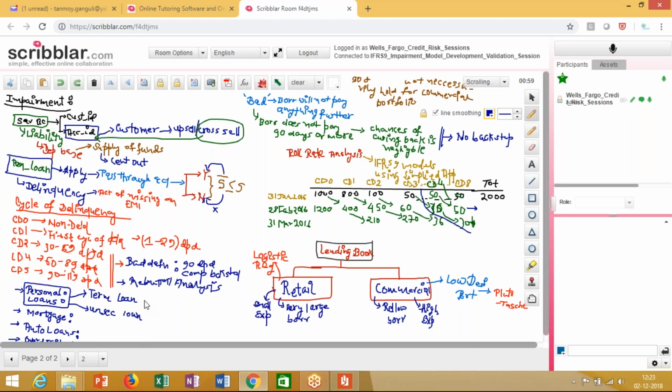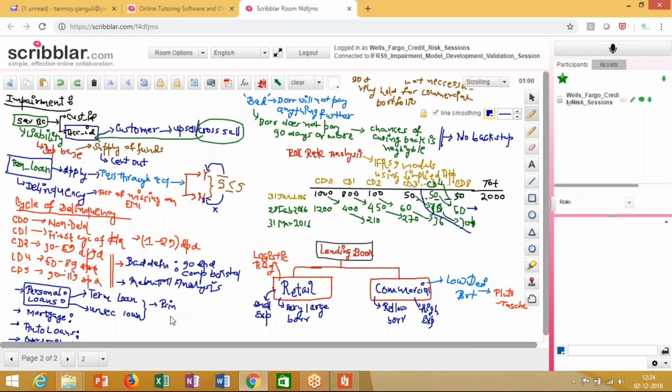However, what we want to understand over here is how a personal loan works. So first of all, there is a principal attached with the personal loan, right? So a loan is given.